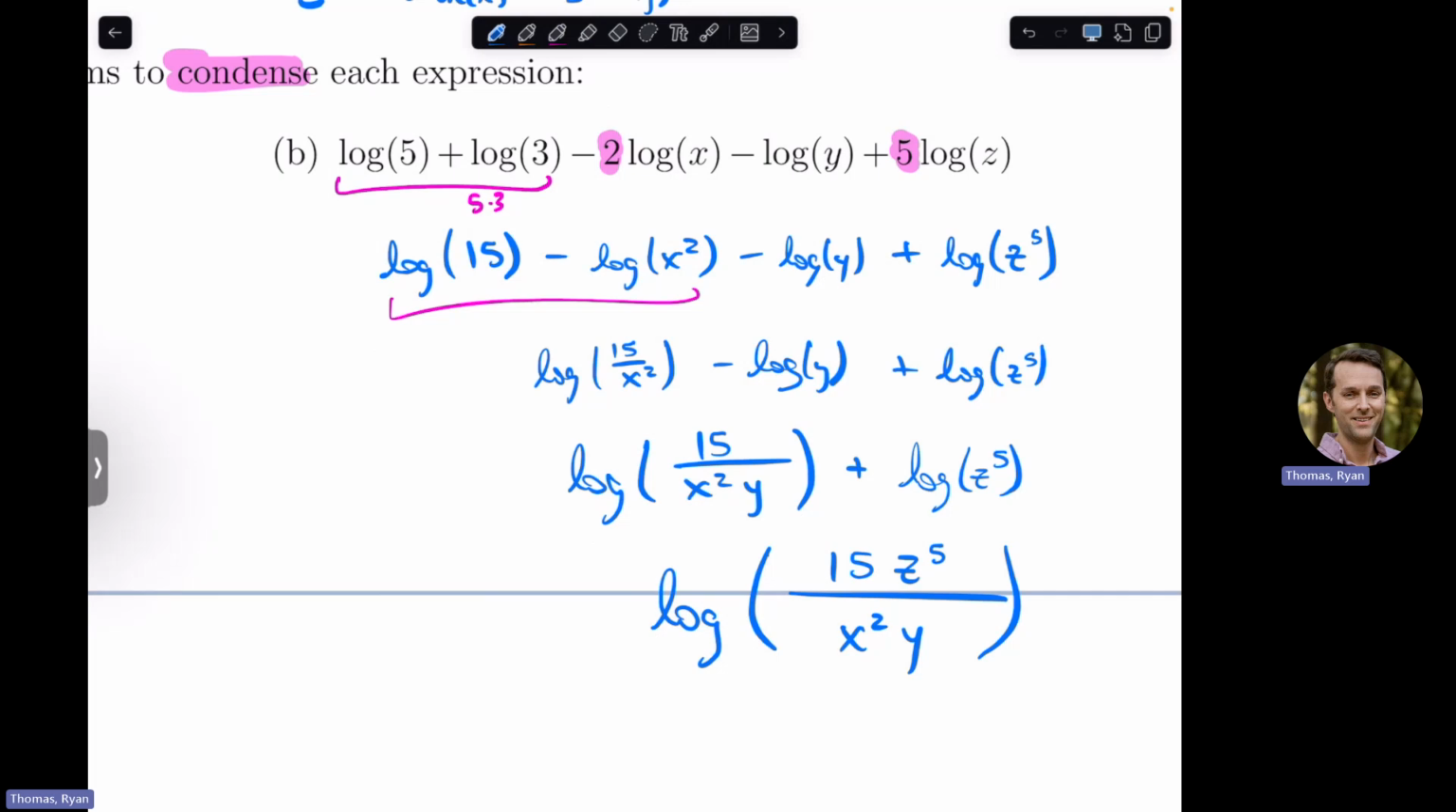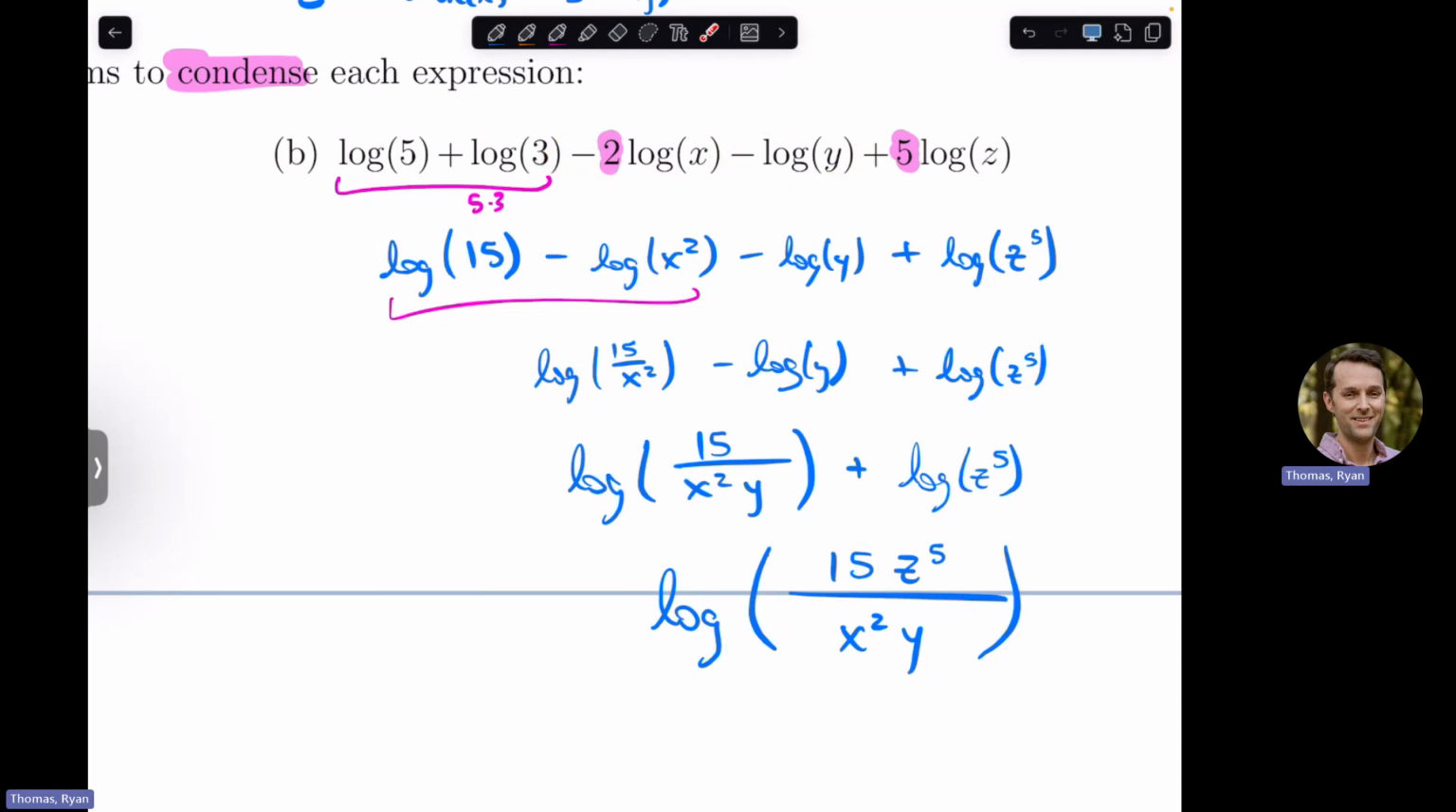But again, look at what happened. All the things that were positive to begin with ended up where? In the numerator, multiplied together, right? 5 times 3 times z to the fifth. That ended up being the numerator. All the stuff that was negative to begin with ended up in the denominator.